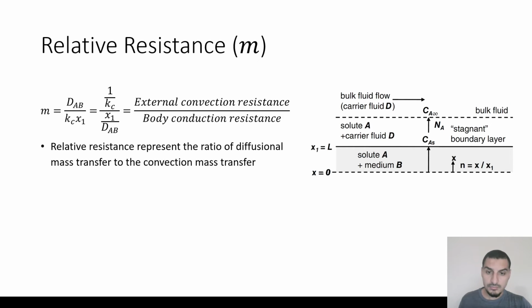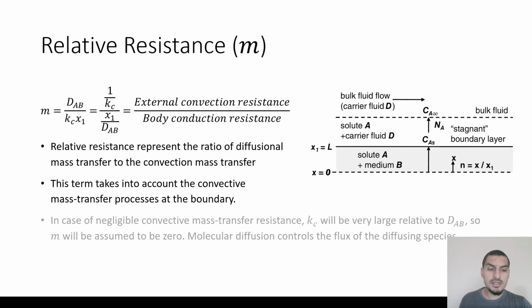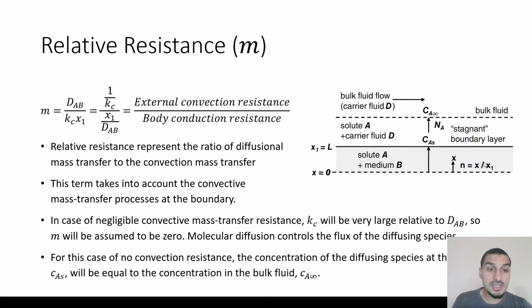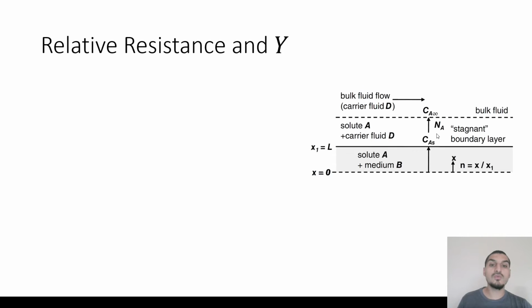So, as we said, M is the relative resistance of diffusion mass transfer to convection mass transfer. In case I have very low resistance in the convection, if you have a lot of turbulence and the convection resistance is very low, then M is going to be almost close to zero. In this case, we will have no resistance here, which means that there is no driving force either. So CAS and CA infinity would be the same. So we have two cases for this M.